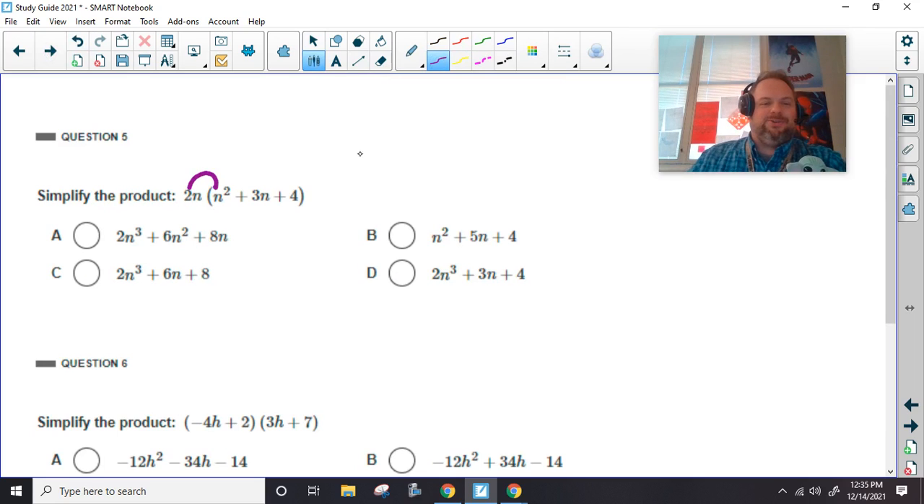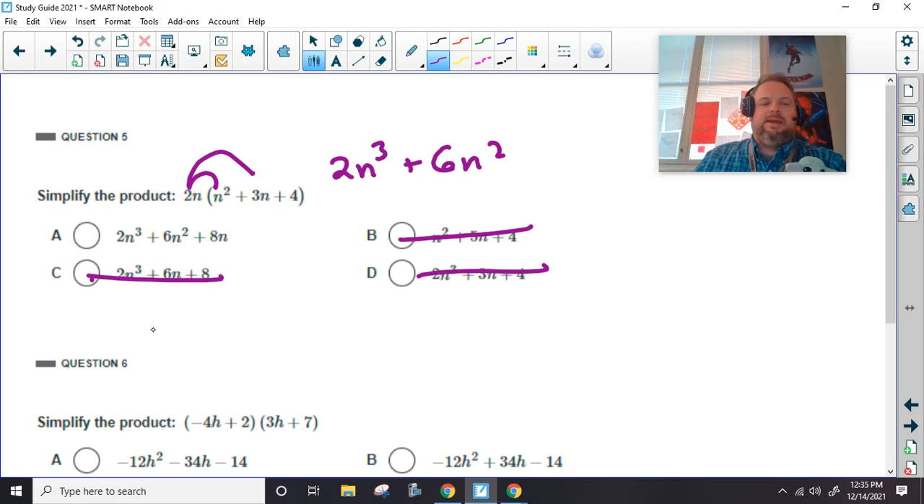All right. So we're going to distribute. So we get 2n to the 3rd power. That takes care of that one. Plus 6n squared. Okay. That gives us our answer of A, and we don't even really have to finish the problem. But I know some people, they can't leave stuff unfinished. They will have to keep going.